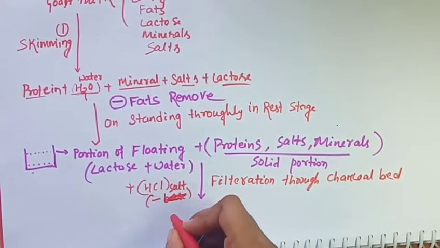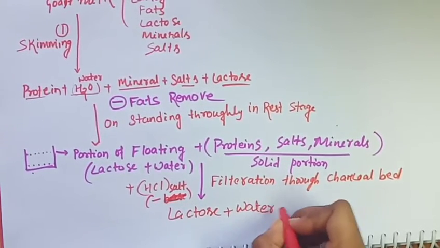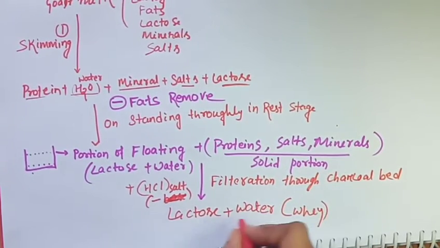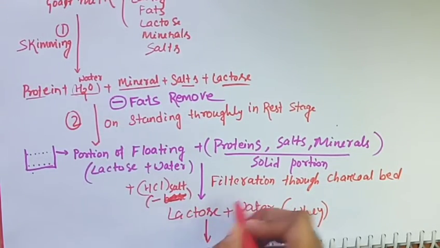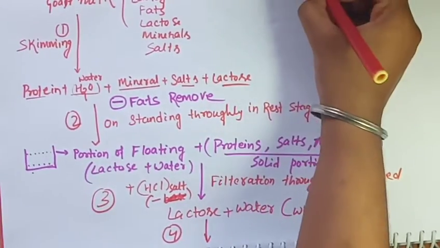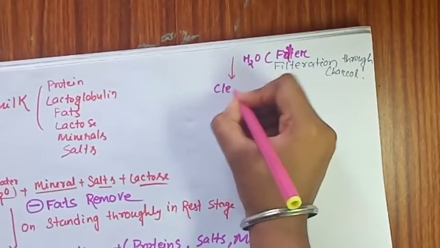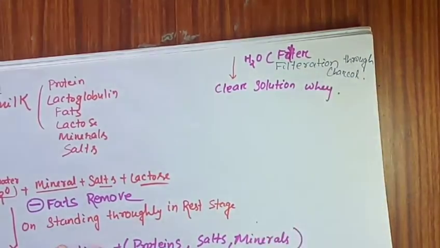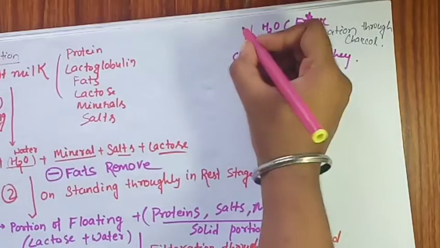Then what is left? Lactose and water are left, and together they are called whey. Whey is the lactose and water combination. This is step 2, the filtration through the charcoal bed by adding HCl, which is step 3. Then in the 4th stage, when we filter through the charcoal bed, a clear solution of whey will be produced. Now what we want is lactose.